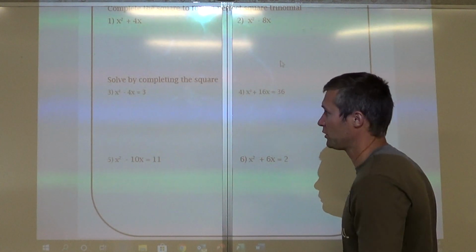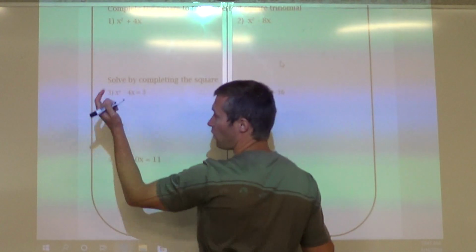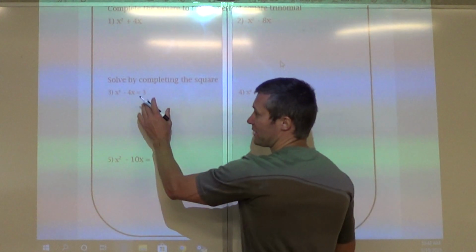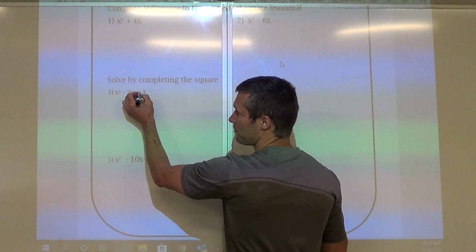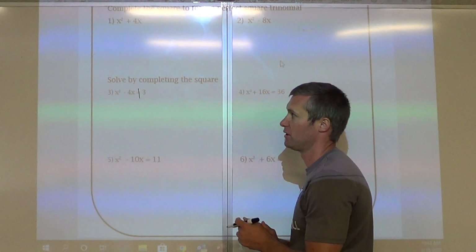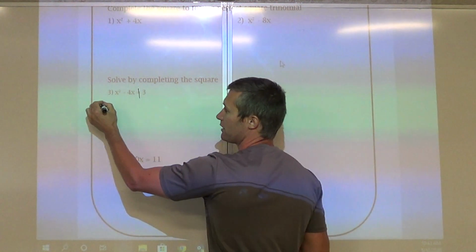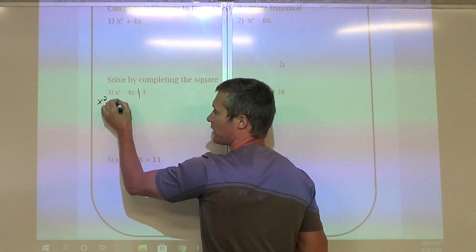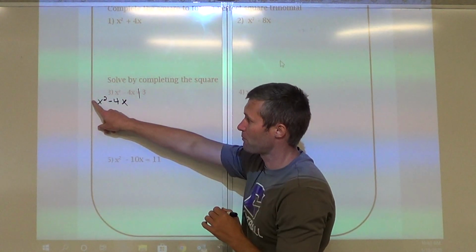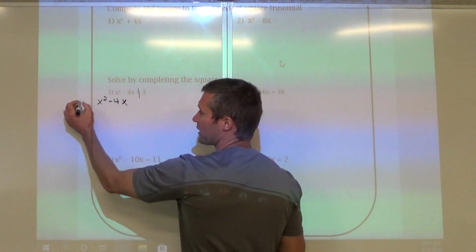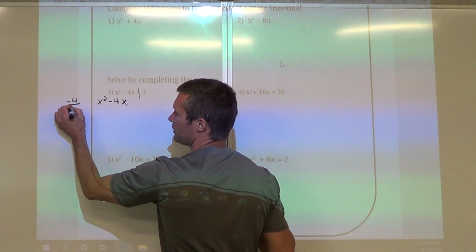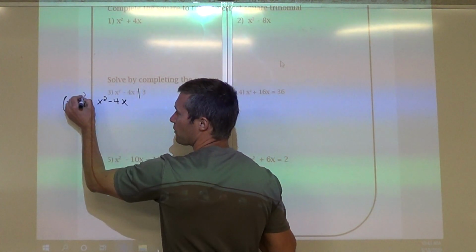So first thing we want to do is make sure our first number is 1, which we're good. This side, we're not going to worry about this right-hand side. So I'm just looking at x squared minus 4x. So my first number is 1, so we're good there. Then we're going to take the middle number, divide it by 2, and then we're going to square it.